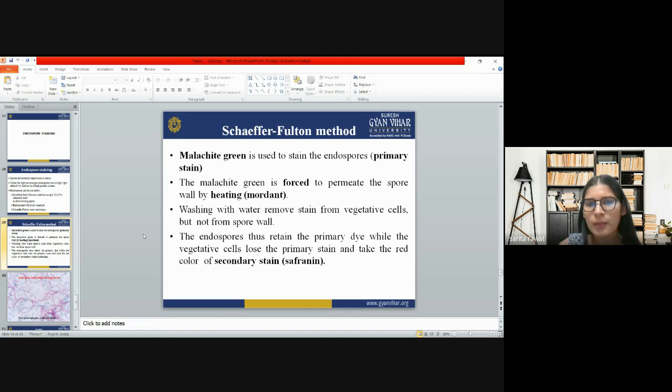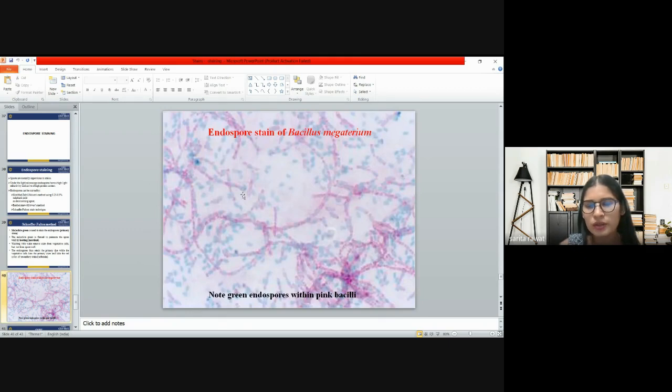Okay, so this is the Schaeffer-Fulton method for the staining of spores by using malachite green and the secondary stain safranin. So this is the endospore stain of Bacillus megaterium. So green endospores with pink bacilli. These green endospores with pink bacilli we can see easily. So this is about the endospore staining.